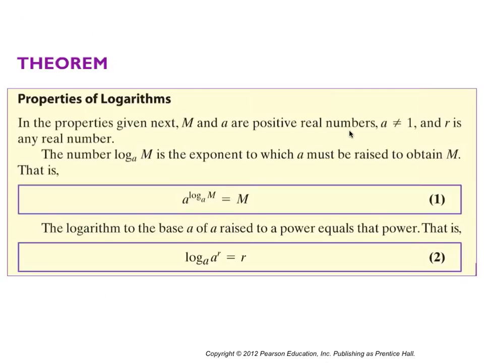We also have some other nice properties. In the properties given next, m and a are going to be positive real numbers, a is not 1, and r is going to be any real number. The number log base a of m is the exponent to which a must be raised to obtain m. So what that means is that if we have a to the power log base a of m, then that's going to be equal to m. The logarithm to the base a of a raised to a power is equal to that power. So if we have log base a of a to the r power, then that's just going to be r.